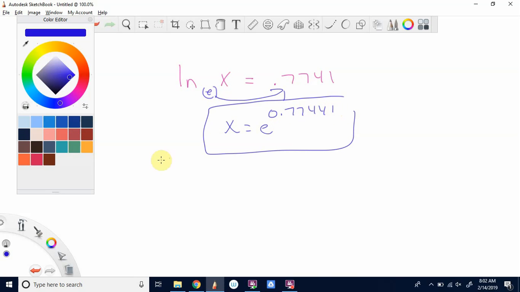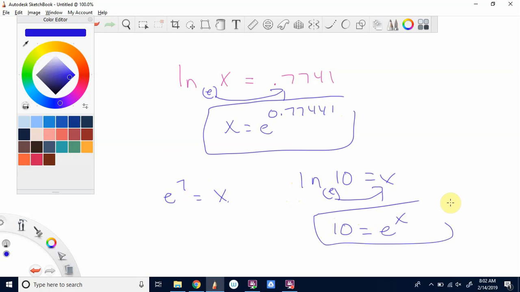Pretty simple. What about 1b? So again, we have e to the 7th equal x. Oh, no, that's guided practice, sorry. Natural log of 10 equal x. Again, my base is e, so you say 10 equals e to the x. Pretty simple. You're just going from exponential form to logarithm or natural log, and you can go backwards.